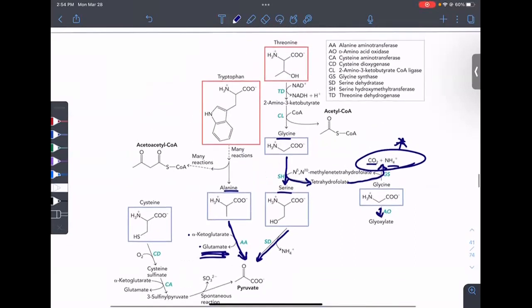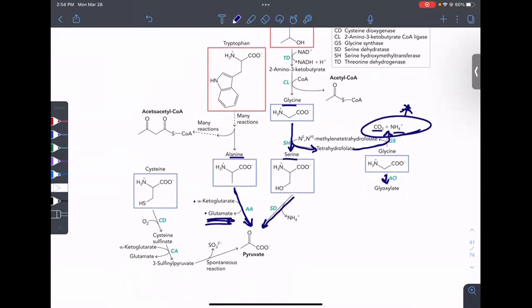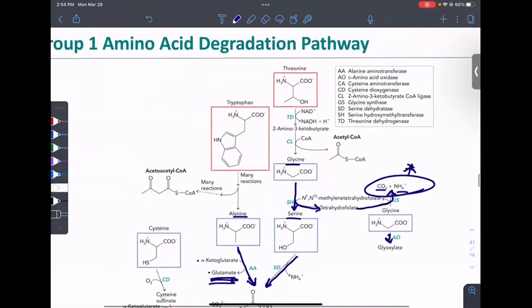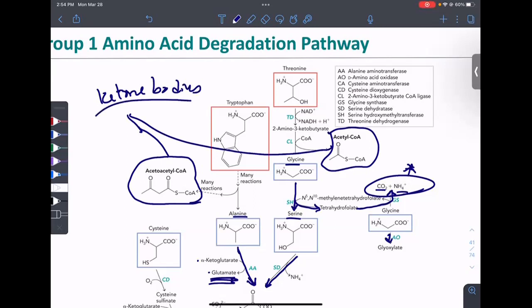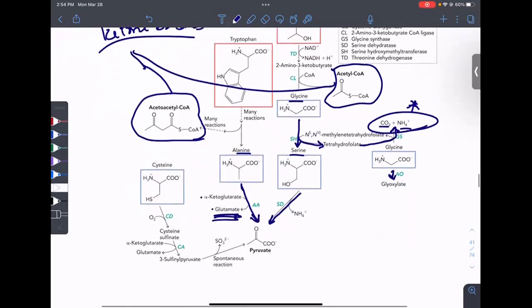So if we scroll up here, you have to think about what are the products of what you're going to make. Well, if we make pyruvate, those are the blue ones that are going to be glucogenic. But these red ones up here, tryptophan and threonine, remember how we said they can go either way. So if these 2 red ones are converted to oxaloacetate or acetyl-CoA, then they can go to ketone bodies. So it just depends on what part of the pathway they take, where they're going to go, and how many steps it's going to take them to get there. All right.